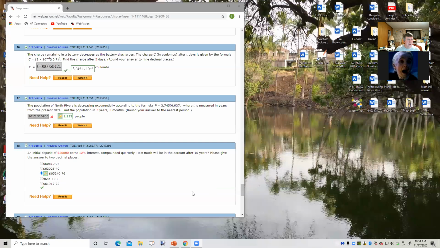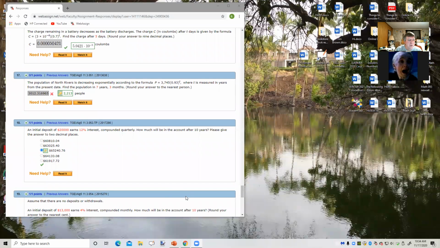It says the population of North Rivers is decreasing exponentially according to the formula P equals 3,745 times 0.93 to the T power. Notice something already. The base of our exponential part is less than 1, which explains why it's decreasing. Okay. T is measured in years from the present date. Find the population in 7 years, 3 months.